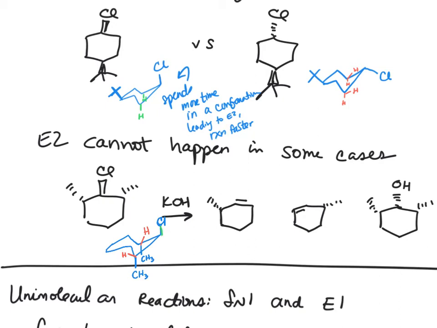Our antiperiplanar arrangement is going to methyl groups. So this compound cannot undergo elimination at either of those positions. So these two elimination products do not form, and even though this is a secondary carbon with potassium hydroxide, and you'd expect substitution not to be as favored, it is the only product that can form.